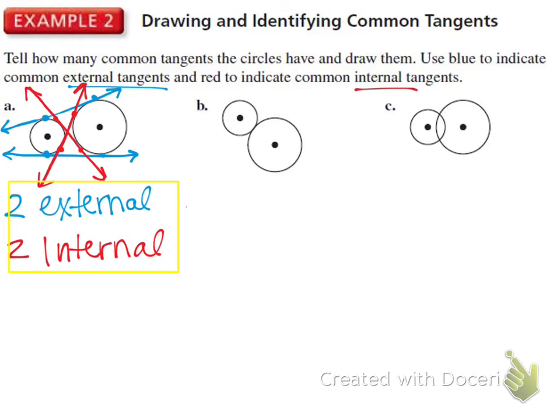In A, they did not intersect at all. In B, how many times did they intersect? Once. I know it's harder to see, but if they intersected more than once, they would make it more obvious like they did here. So they intersect once. How many external tangents do they have? Two. Still two. There's one on the left side and one on the right side. So there's two external.